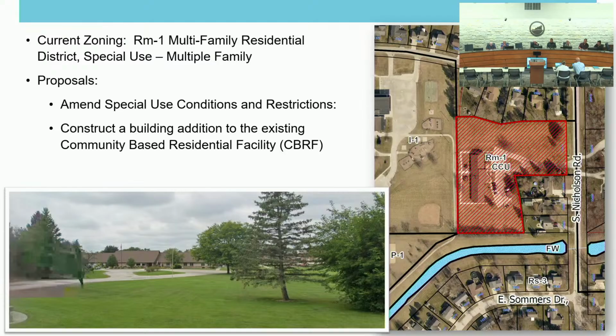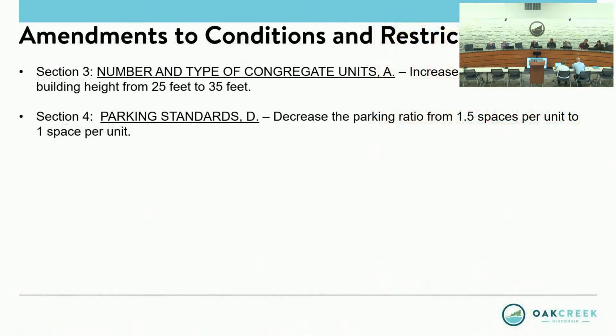So the applicant is looking to amend the conditions and restrictions of that special use permit from back in the 80s, in order to allow them to construct an addition onto that existing community-based residential facility, the CBRF, which is Elizabeth Residence. They're proposing 2 changes to those conditions and restrictions. One is to increase the maximum building height from 25 feet to 35 feet.